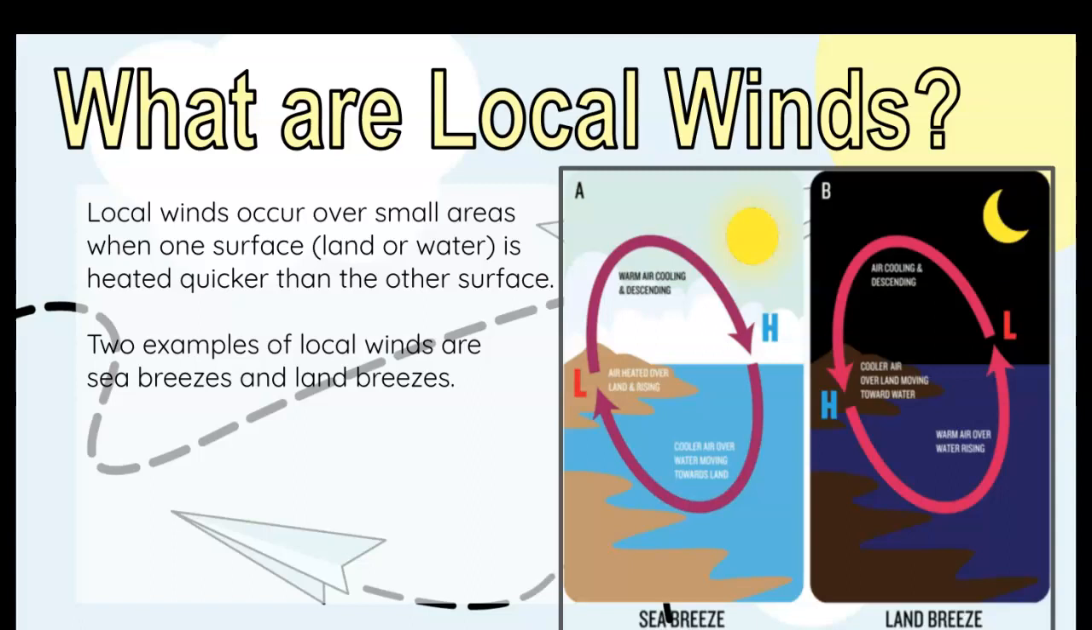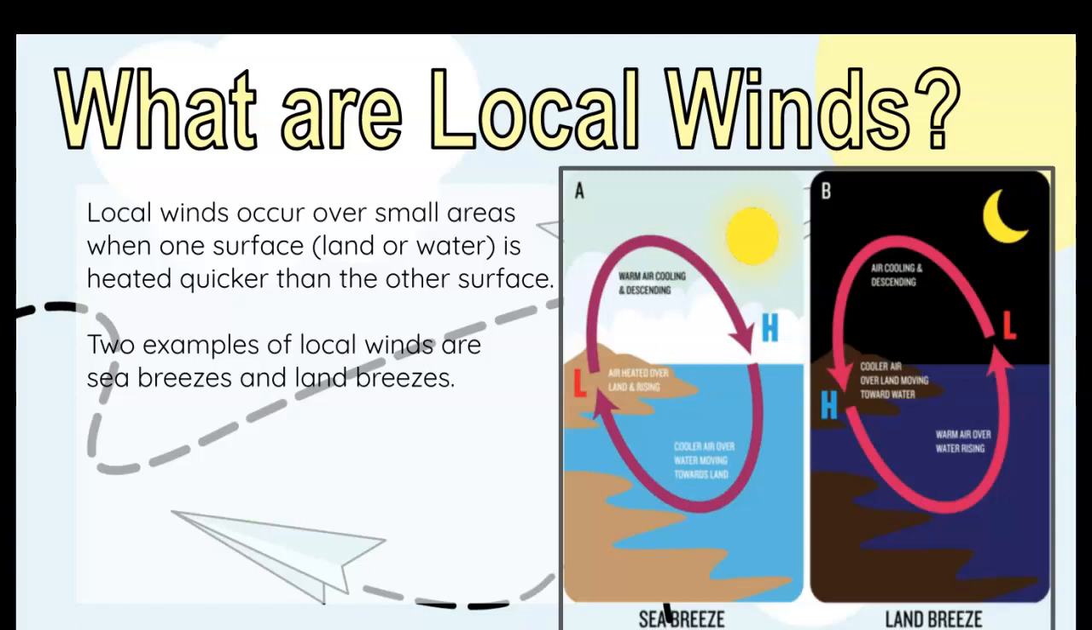So local winds are going to be winds that occur over small areas. These are not going to be wind belts that affect North Carolina and California all the way to China. No, that's not local. Local is a small area. So local winds occur over small areas, and examples of that would be a land or a sea breeze. What happens in these instances is one surface is able to heat up quicker than another surface. And because of that uneven heating, we know somewhere warm air is going to rise, cold air is going to sink, and it's going to create a wind or a breeze, right?